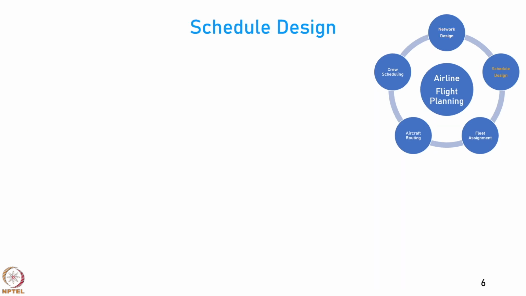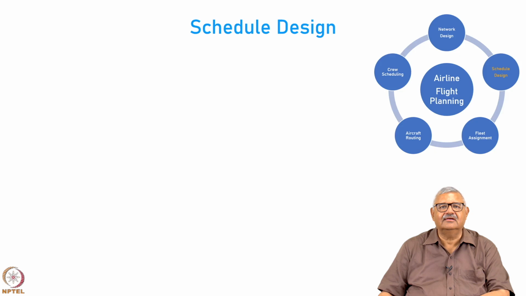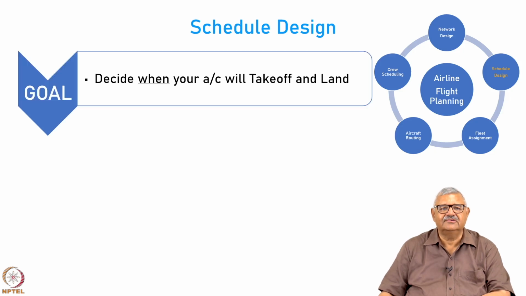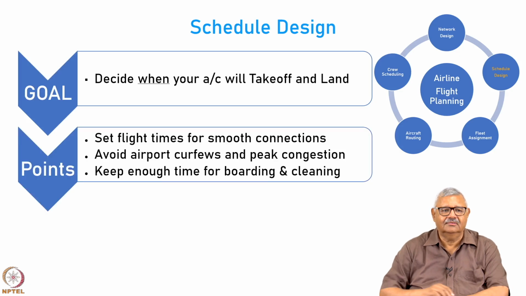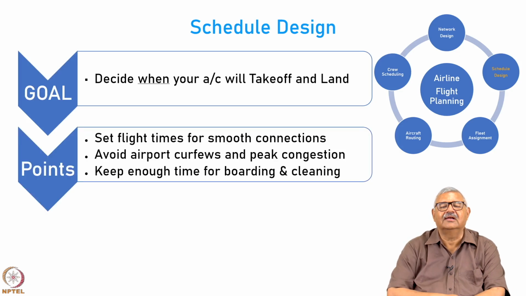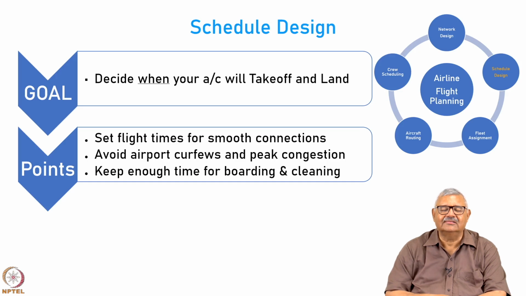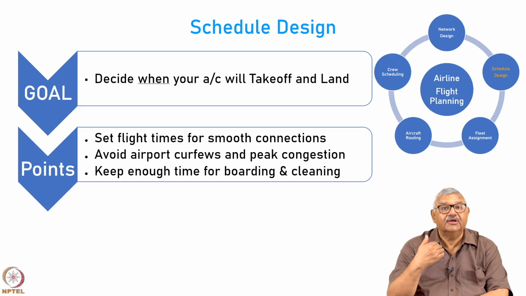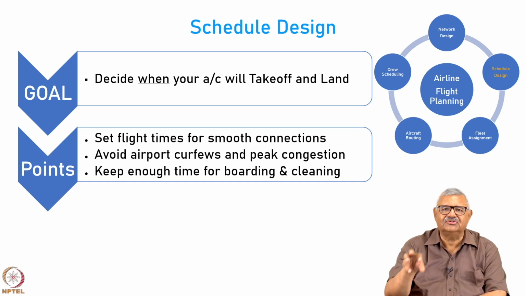Then we have schedule design. Once the network is decided, the airline needs to decide the schedule. That is, you decide when your aircraft will take off and land. The important point in designing the schedule is to set the flight times for smooth connections, because in a hub and spoke network, it is very important that connectivity is provided from the hub to the various spokes in both directions, matching with the flights operating in the hub.